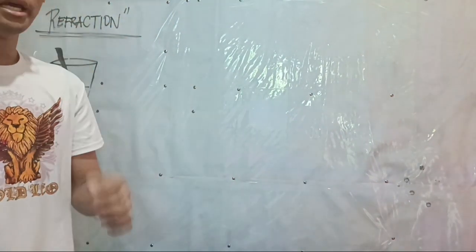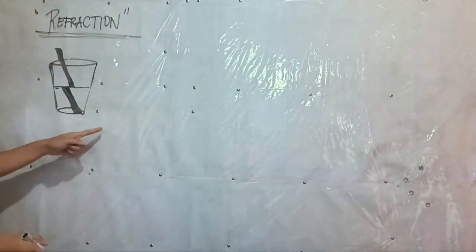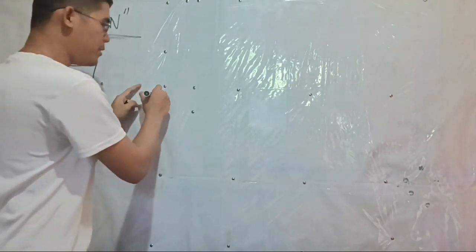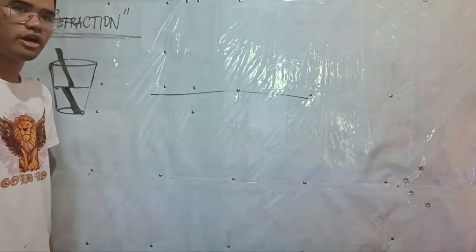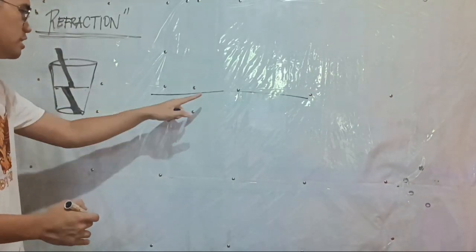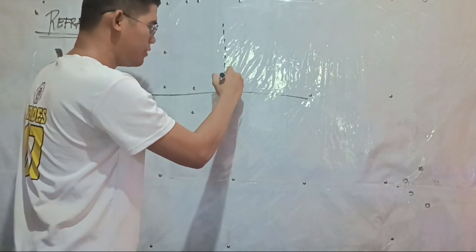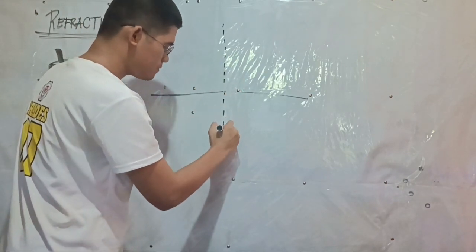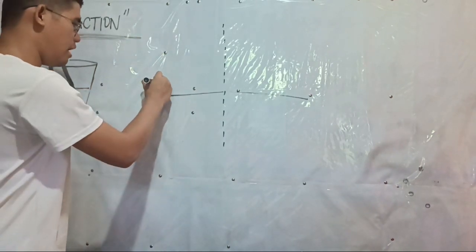So let us illustrate it here in our diagram. We have our interface. This is not like making an FBD diagram. So this is our normal line, which is perpendicular to our surface interface. Now, at the top, we have our air.